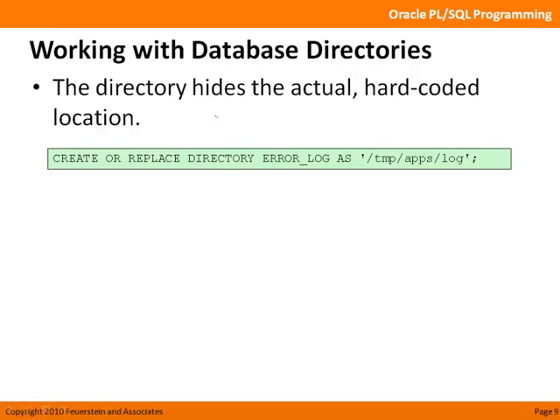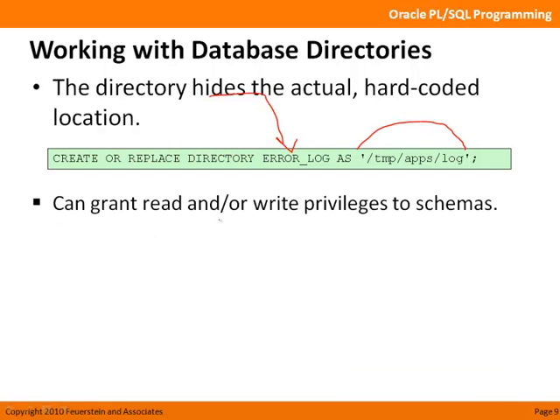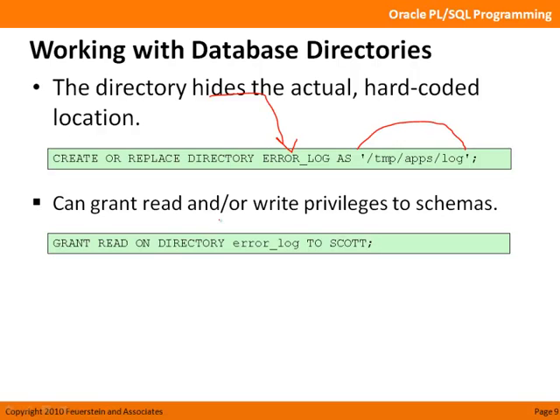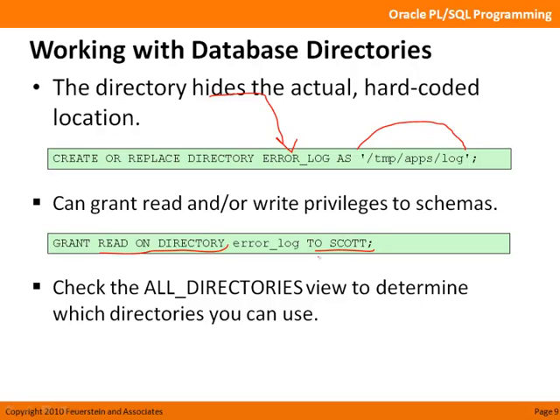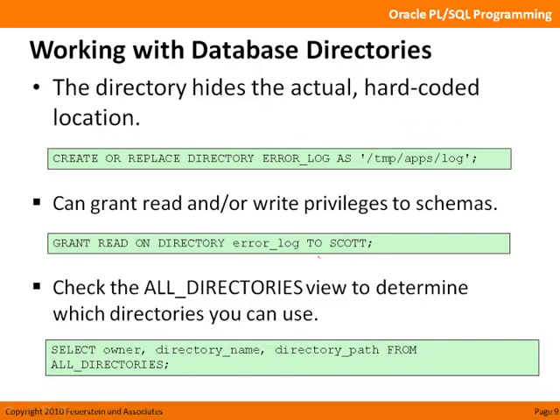So here's the example of creating a directory called error_log, and I specify the actual directory location. And then the DBA can grant specifically read and write privileges on a directory to a schema or a role, or to public if they wanted to. And the ALL_DIRECTORIES data dictionary view will show you which directories you can access. Let's take a look.